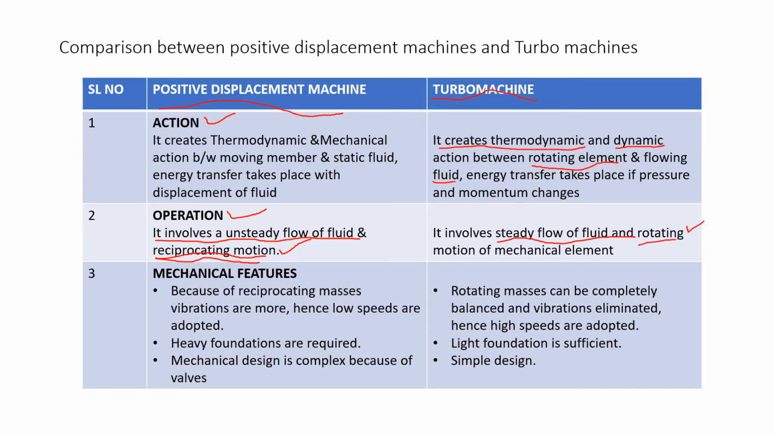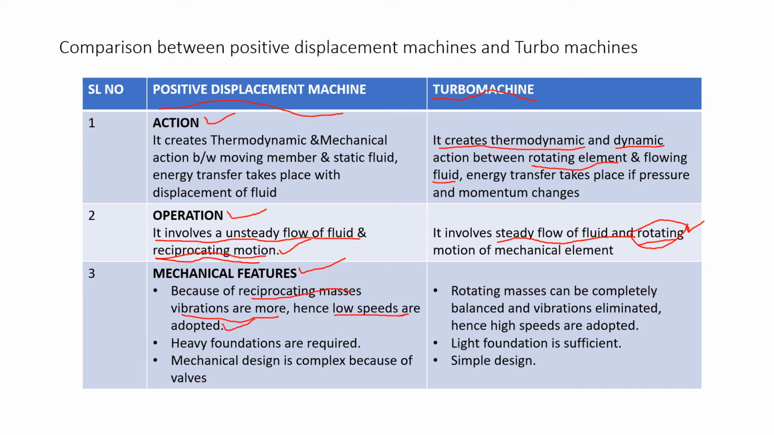In turbo machine we have rotating motion, and in positive displacement machine we have reciprocating motion. The third classification is based on mechanical features. In positive displacement machine, because of reciprocating masses, vibrations are more. Since we have reciprocating motion, the vibrations are more, and hence low speeds are adopted.